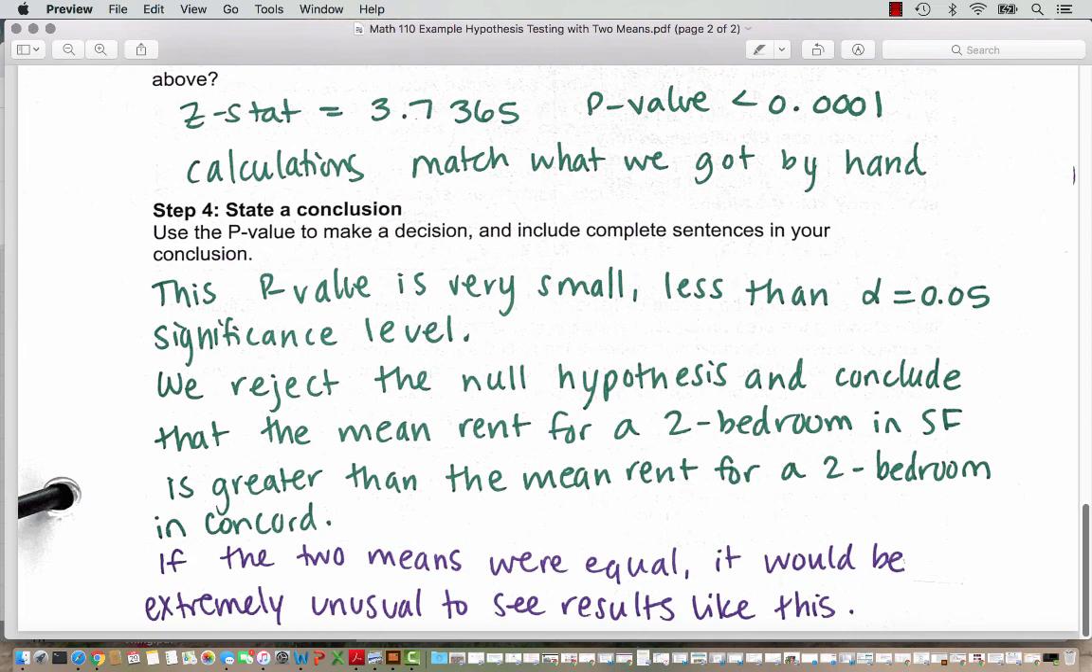So we are going to reject the null hypothesis and conclude that the mean rent for a 2-bedroom apartment in San Francisco is greater than the mean rent for a 2-bedroom apartment in Concord. So if the two means were equal, it would be extremely unusual to see results like this. So this is telling us that we have good evidence to conclude that the mean rent for the 2-bedroom in San Francisco is greater than the mean rent for the 2-bedroom apartment in Concord.